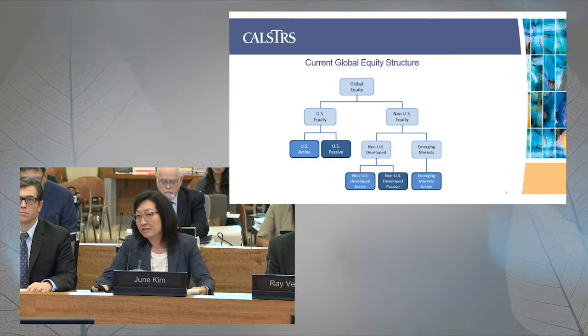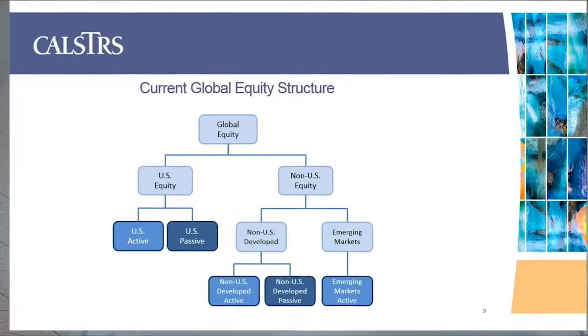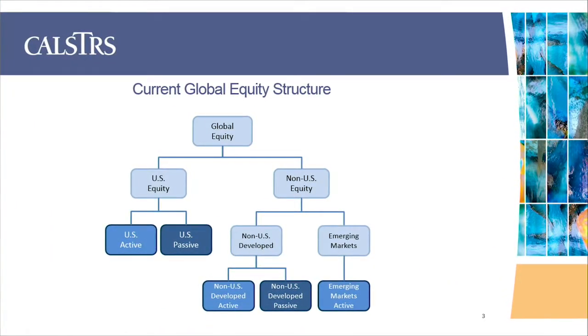We're going to cover a lot of detail on this slide. This is the current global equity structure. This structure is a result of our policy, and we also have an excess return target. As you can tell, it's divided into region, US equity, non-US equity, and then also developed markets and emerging markets under non-US. They are essentially managed as silos.